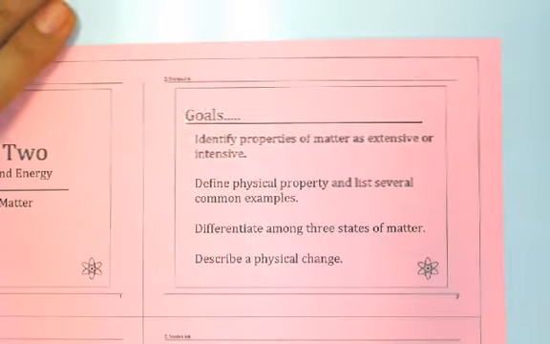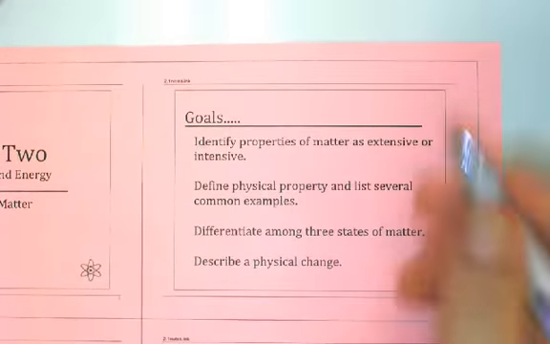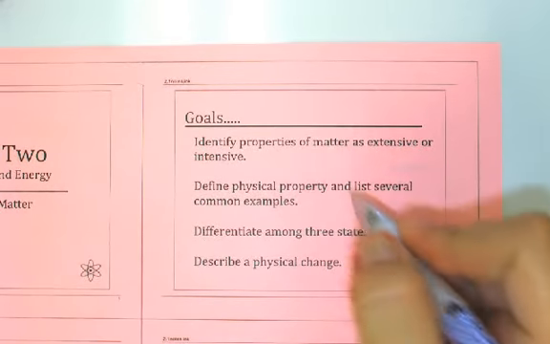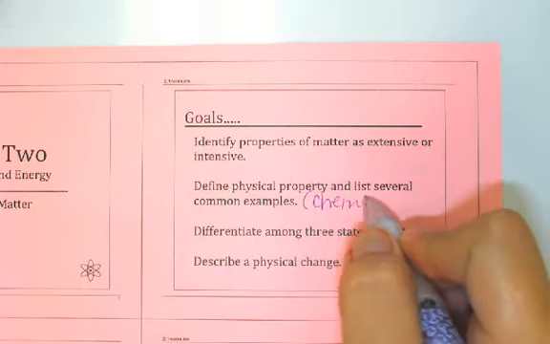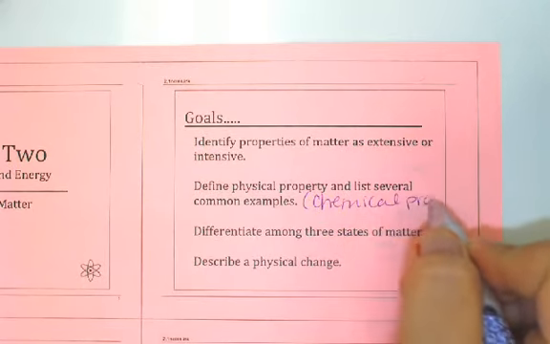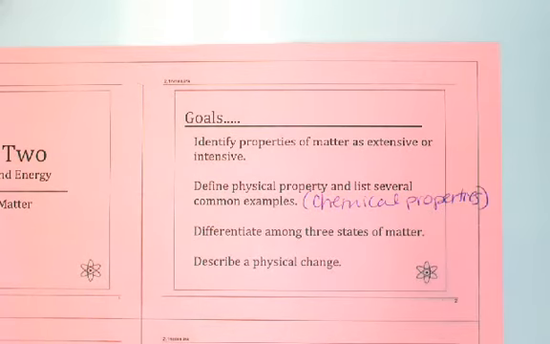The goals of this section are for you to be able to identify properties of matter as extensive or intensive, define physical properties and list several common examples, and also do this with chemical properties. You should also be able to differentiate among the three states of matter and describe a physical change.